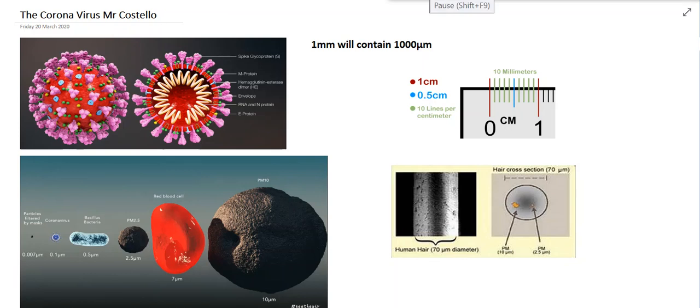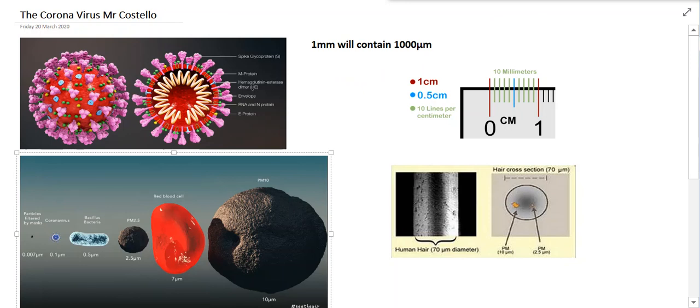Okay, good morning all. This morning what I want to do is a couple of videos on the coronavirus, and we'll use it to learn many different concepts within science. Now, the first thing that I want to talk about is just the size of the coronavirus, and this is very interesting as well.